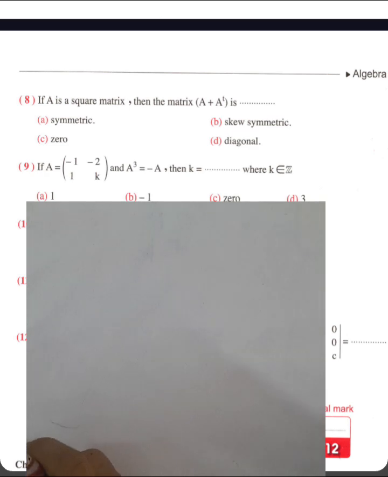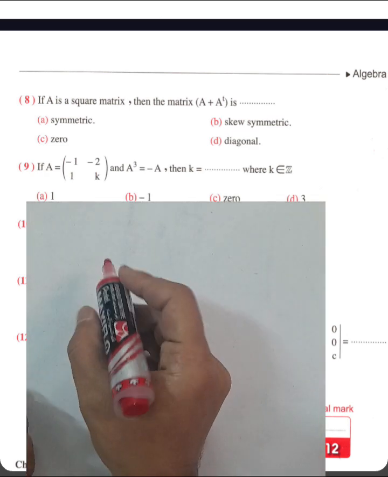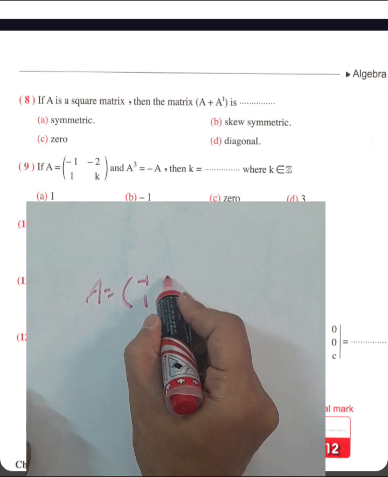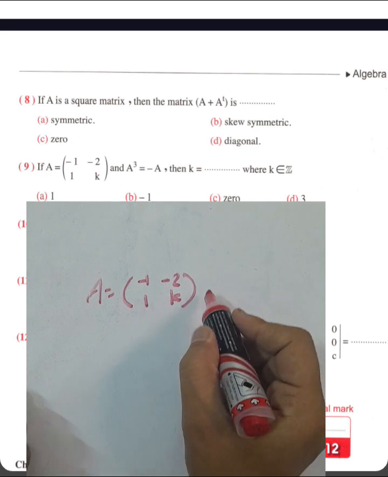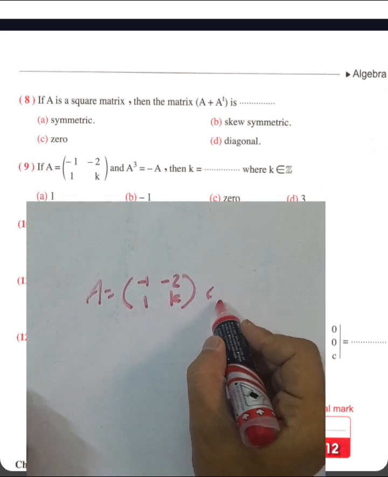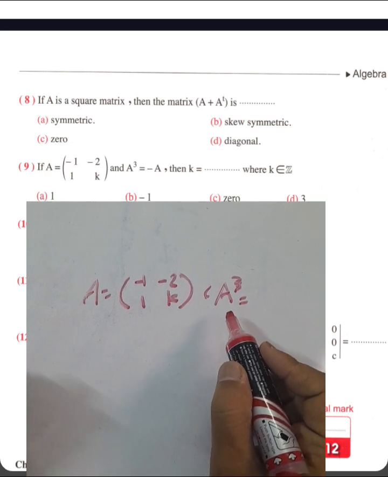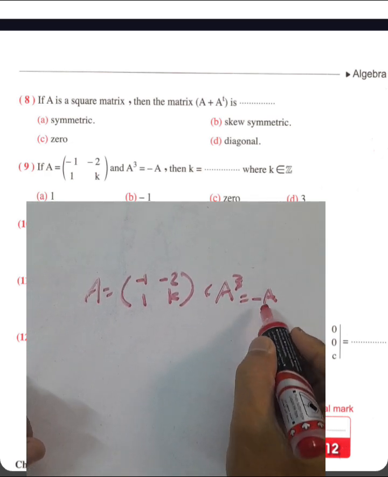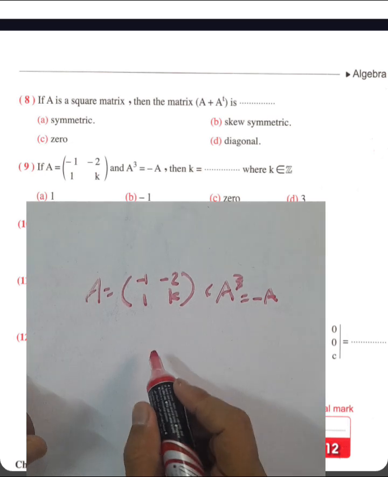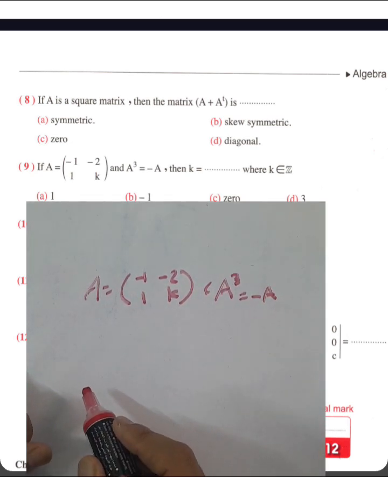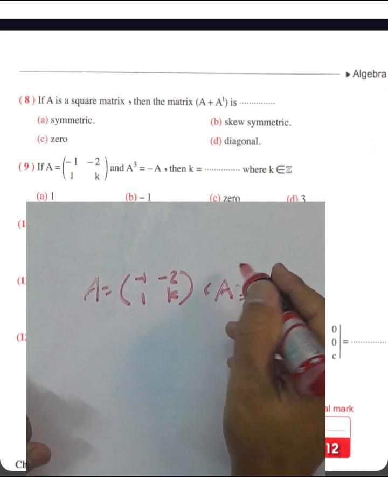Question number 9: if matrix A equals negative 1 1 negative 2 and k, and they give us that A cubed, A power 3, equals negative A, then the value of k equals what? You want to find the value of k by putting A power 3 equal to negative A.